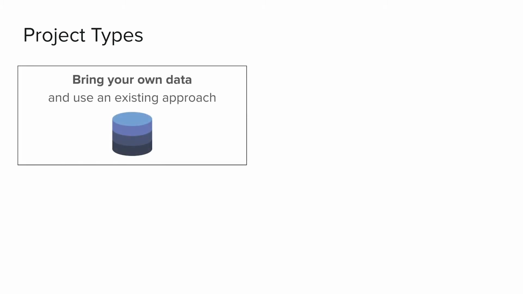As of the project types, there are 4 different project types. Number 1, bring your own data and using an existing approach. The idea is here that collecting data for a deep learning project or for any machine learning or data science project is of the essence. And it's actually underestimated by a lot of people.